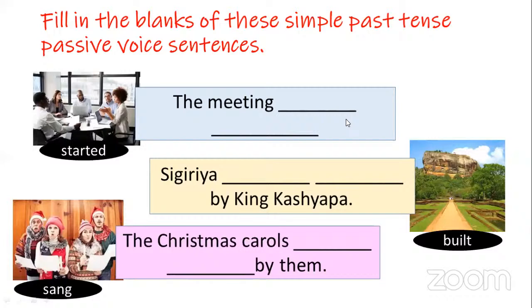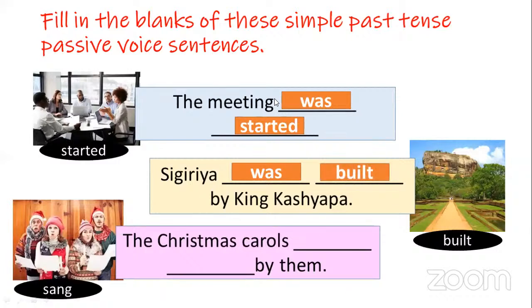What is the answer? The first one, the meeting. The meeting was, because it is a singular noun, so we have to use was here. The meeting was started. Next one, Sigiriya. Sigiriya is also a singular noun, so Sigiriya was. What is the past participle of build? Built. Built by King Kashyapa. Sigiriya was built by King Kashyapa.